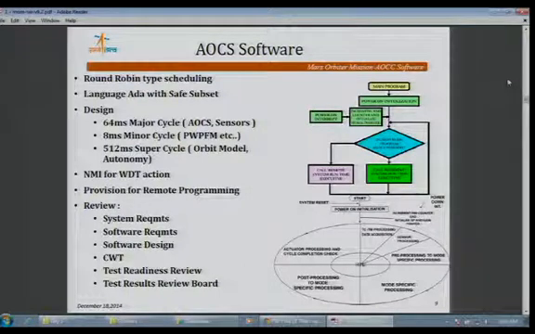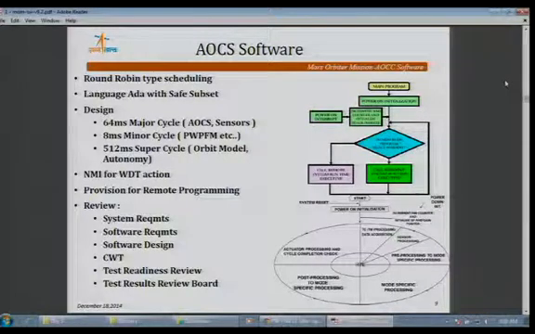And the modules which are scheduled at 512 milliseconds are distributed in some part of the cycle. That is called the super cycle, where the orbit model and autonomy and such things are there. And the language is ADA with safe subset. And there is a non-maskable interrupt which is used for watchdog timer action, which comes into play if the software cycle doesn't complete within 256 milliseconds.